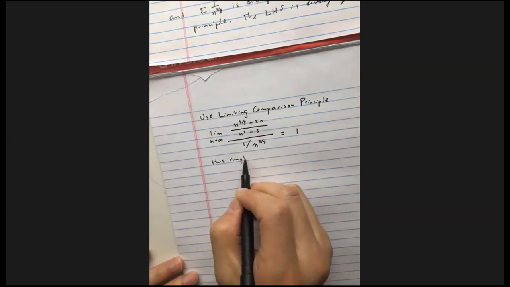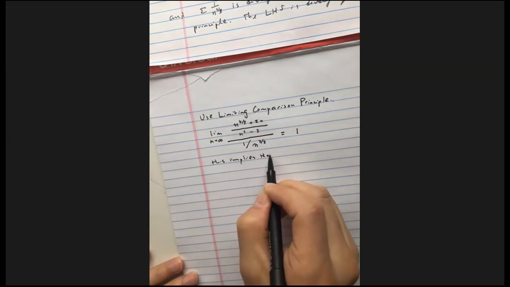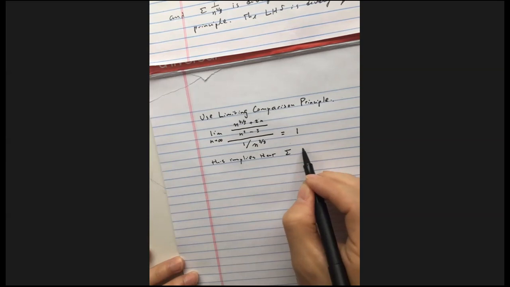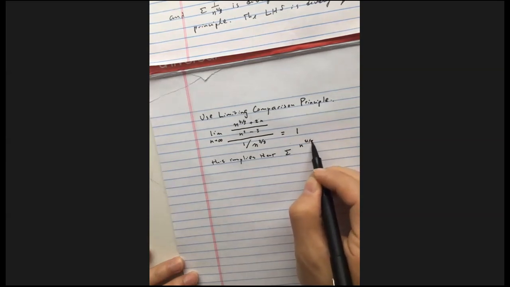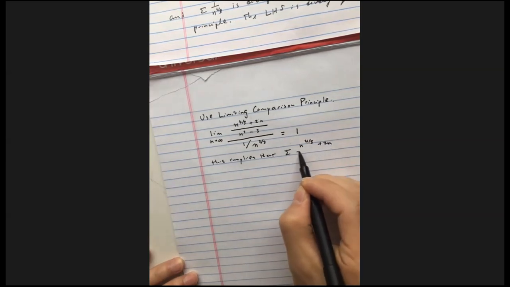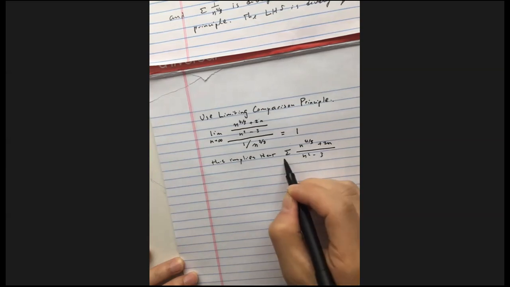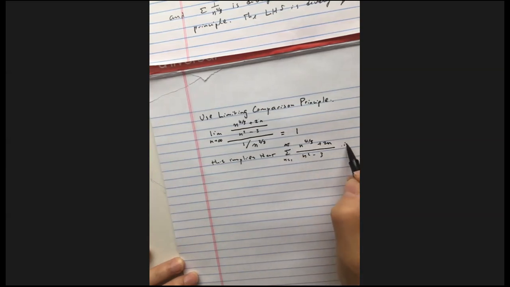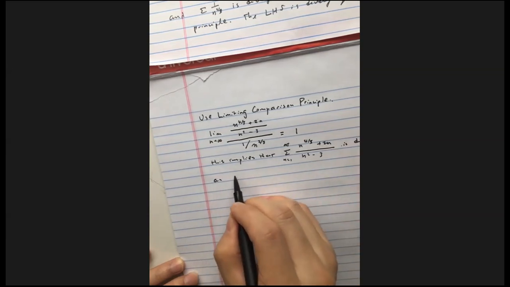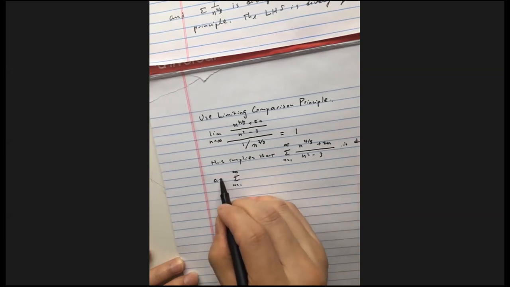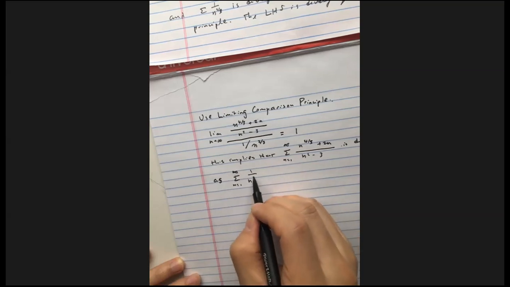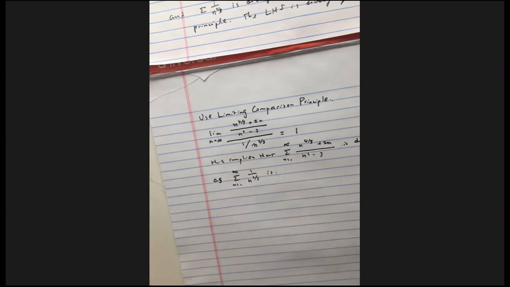This implies that the summation of n to the 4/3 plus 2n over n squared minus 3, as n goes from 1 to infinity, is diverging.